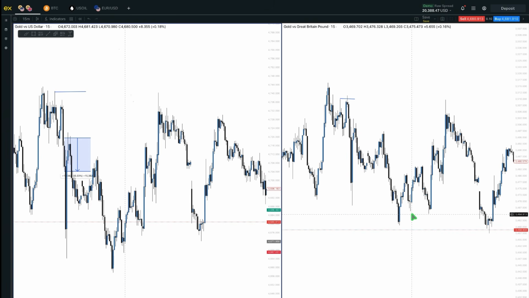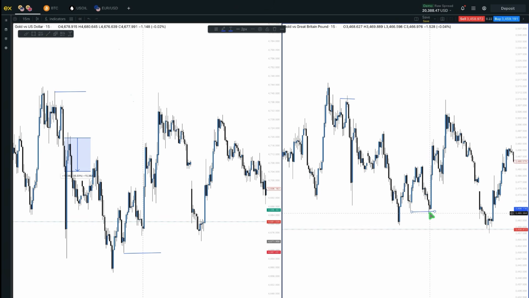I will show you some other areas where you can see such structure. Here you can see this was a swing low on XAU USD. Draw a line from here, and you can see that this low is not swept. Now if we go to gold GBP, we can see that the same low was made here. We highlighted this low here, and you can see the price came below that swing low, but it didn't close below it.